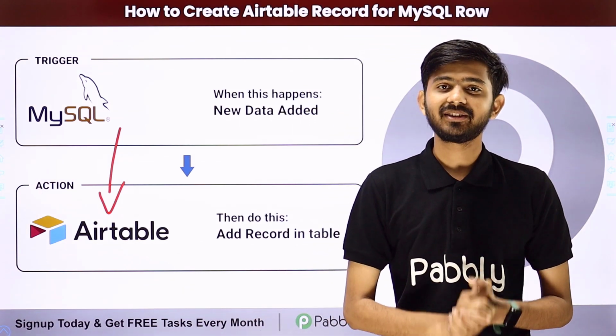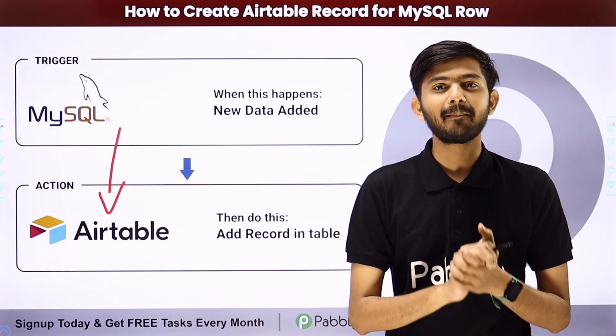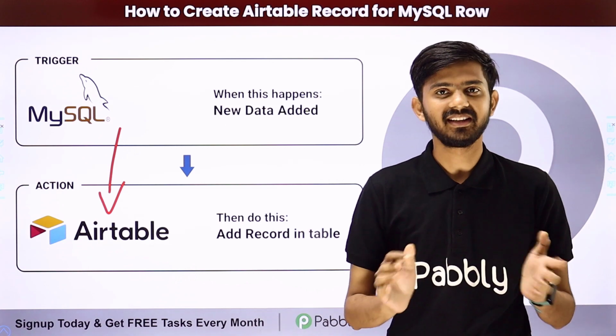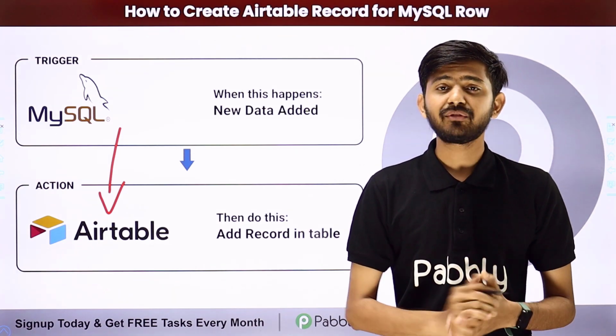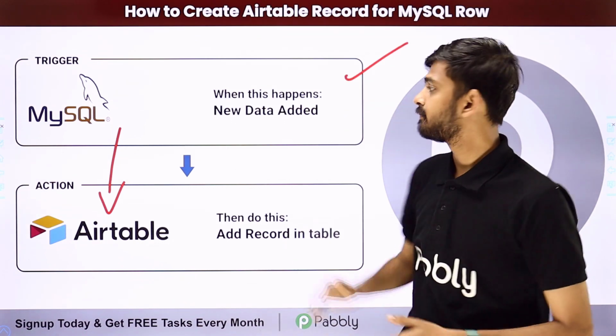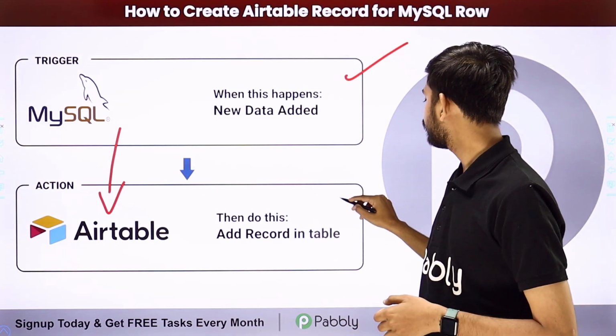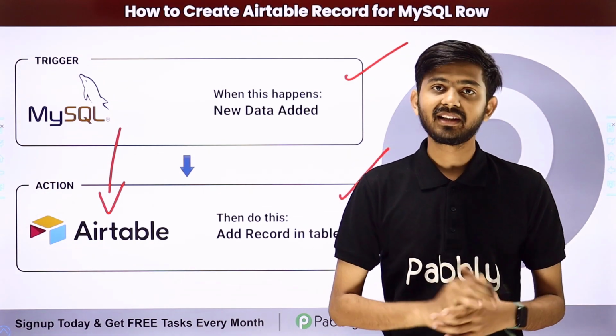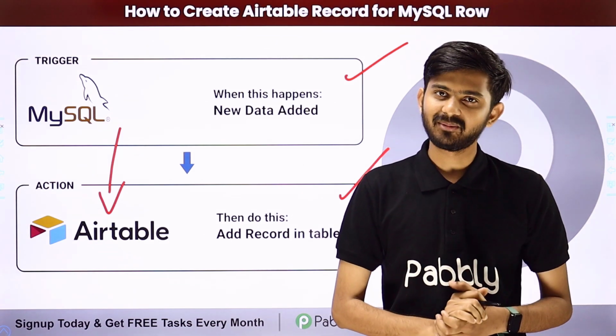For building this connection, I'm going to use Pabbly Connect, which is an amazing software for automation and integration. In Pabbly Connect, I have to use a trigger and an action. In the trigger application, I'm going to use MySQL. In the action application, I'm going to use Airtable. So how am I going to build this connection? For that, let me take you to my computer screen.